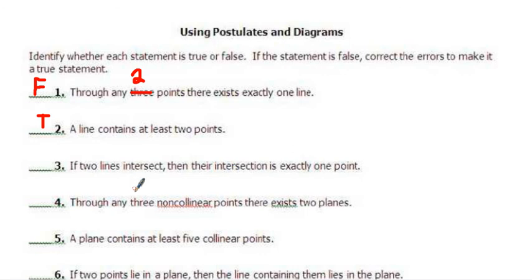Number 3, if 2 lines intersect, then their intersection is exactly 1 point. The answer to this one is also true. Number 4, through any 3 non-collinear points there exist 2 planes. This one is false. It should be that there exists 1 plane.